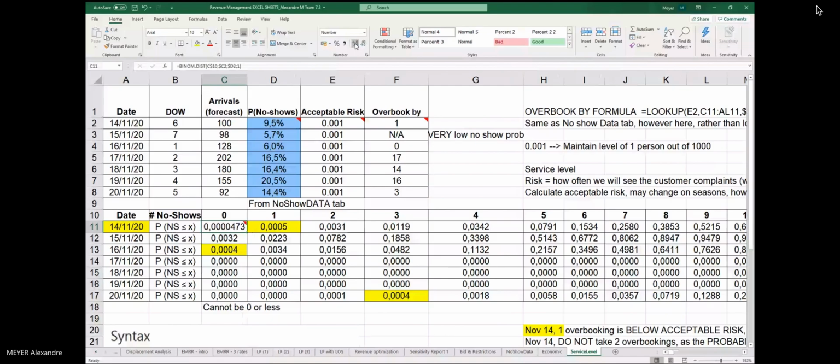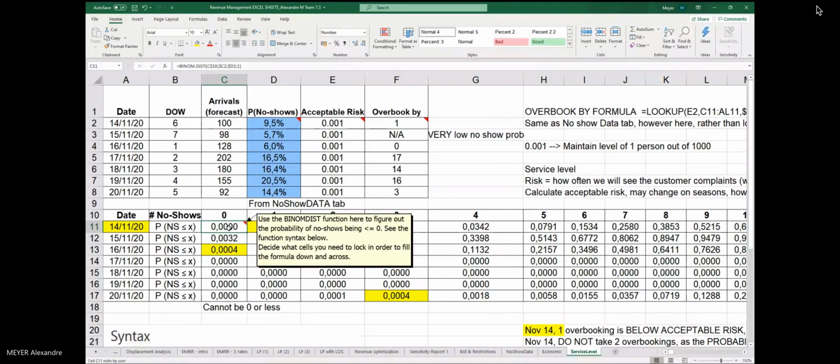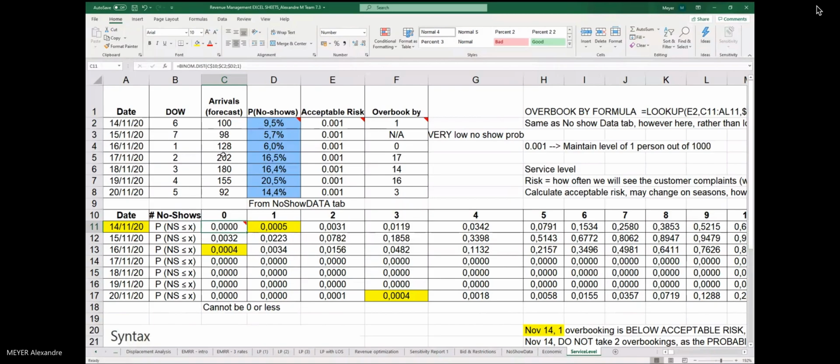So it's 0.00004. So here, because your value here is less than the acceptable risk, right? You notice that here I've got 4 zeros. And here I've got 1 out of 1,000. Here, that means that on the 14th, I will overbook by 0.